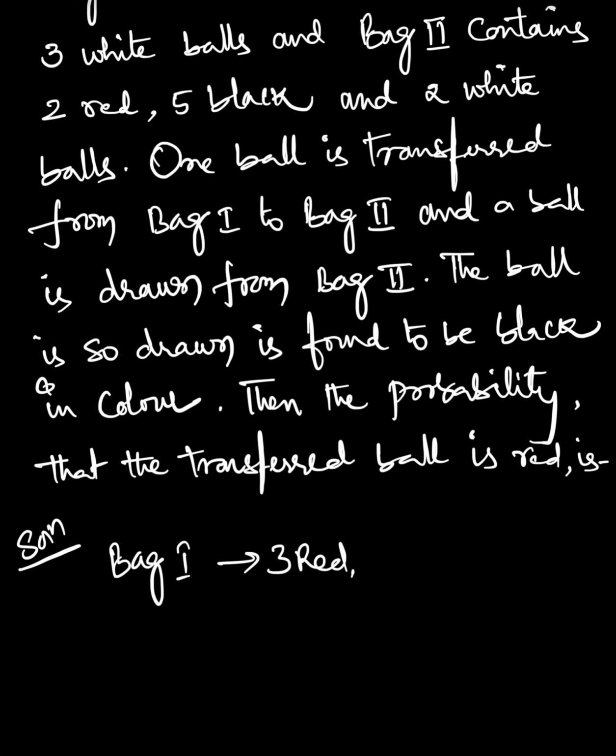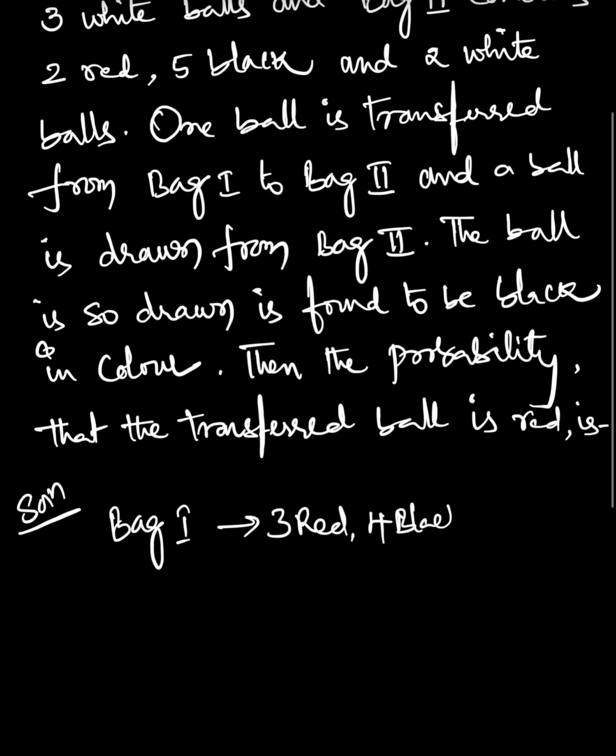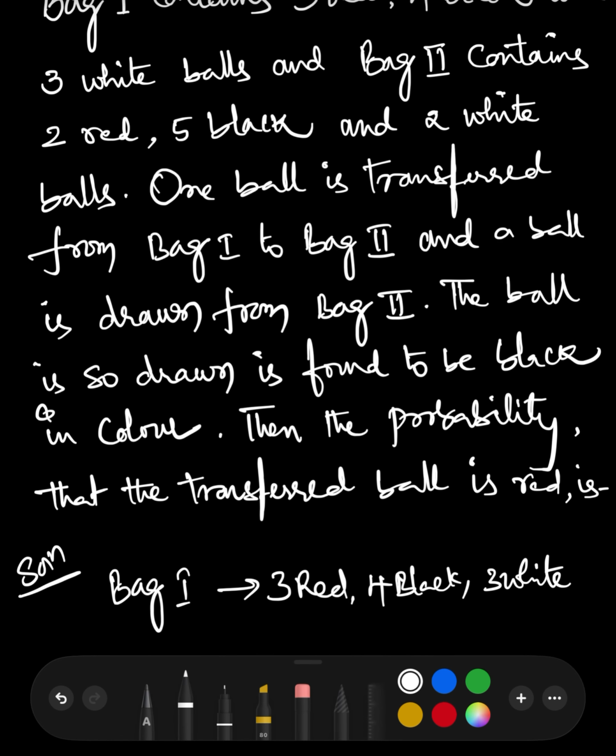3 red, 4 black and 3 white. And bag 2 contains 2 red, 5 black and 2 white balls. One ball is transferred from bag 1 to bag 2 and a ball is drawn from bag 2. Now here we need to observe this line very much.